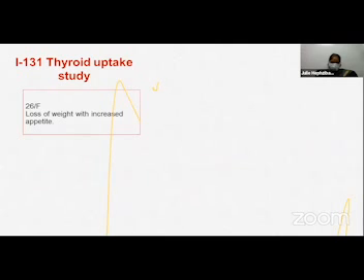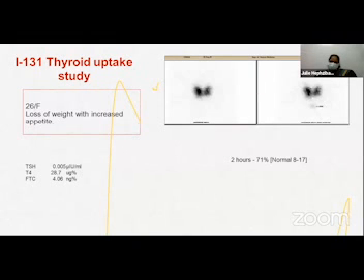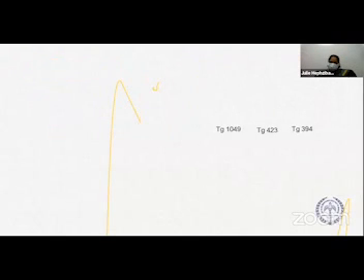This is a 26-year-old lady with complaints of loss of weight with increased appetite. Her TSH was suppressed and an iodine scan was done, which shows a diffuse uptake in both the lobes, predominantly more on the left lobe. And her uptake at 2, 6, and 24 hours was elevated. Clearly a case of Graves.